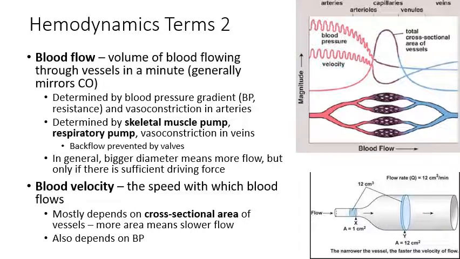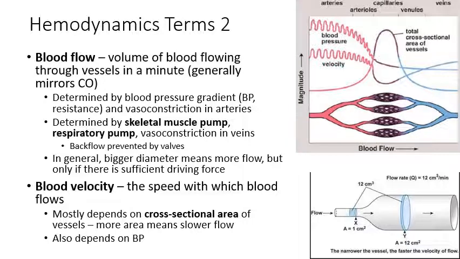Another thing that is going to affect the flow of blood is vasoconstriction. Whenever you have a more vasoconstricted artery, blood flow is going to drop, which makes sense because there's just less space there for blood to fit. So the volume of blood going through is going to go down. Vasodilation increases blood flow, and vasoconstriction decreases blood flow. It can be a little confusing because vasoconstriction increases blood pressure but decreases blood flow. Vasodilation increases blood flow, but it decreases blood pressure.